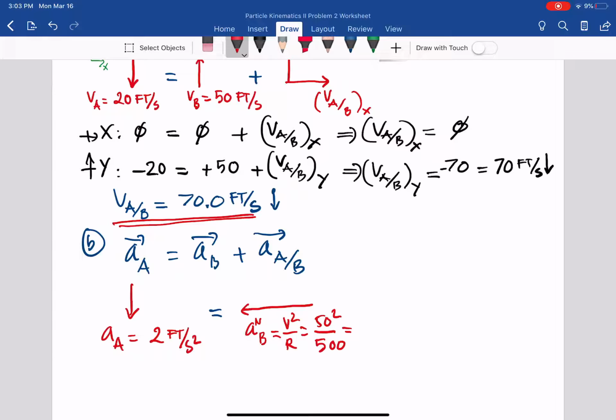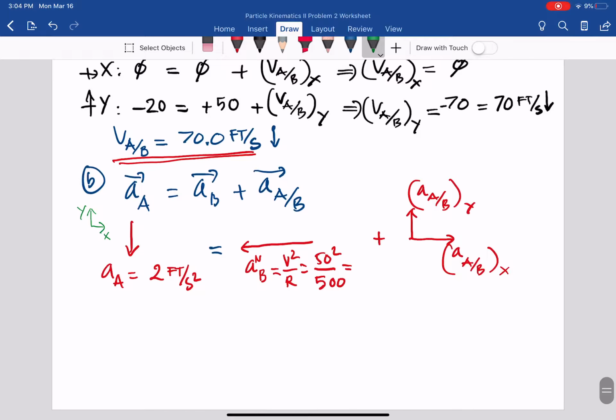And then plus A_A relative to B. You can break it down again into A relative to B in x and A relative to B in y, and we assume again x and y components. And with that, we can do this exactly the same in the x component and y component.